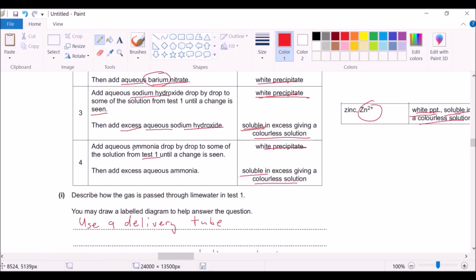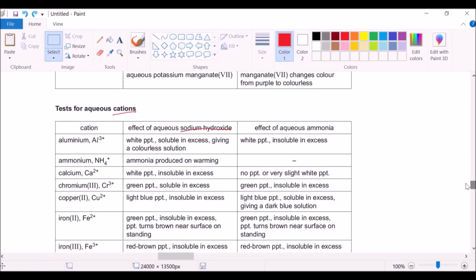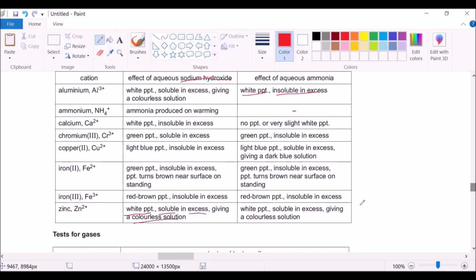Add aqueous ammonia, a white precipitate, then add excess aqueous ammonia, it becomes soluble. So we'll contrast zinc and aluminium, and we'll see that for aluminium, it will be white precipitate when you do drop by drop of aqueous ammonia, but insoluble in excess. But for zinc, white precipitate when you do drop by drop, but soluble in excess.